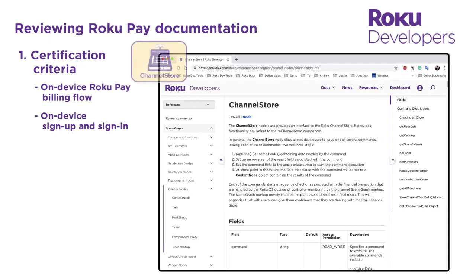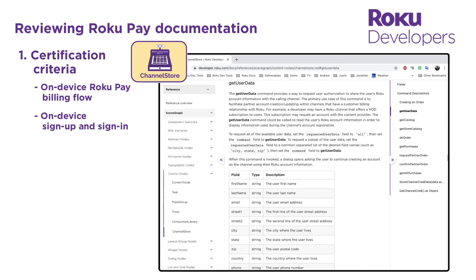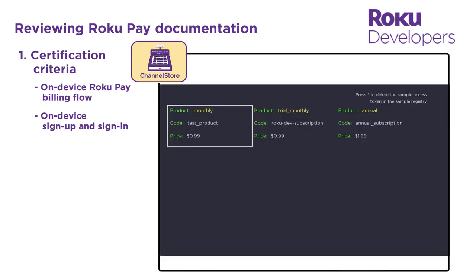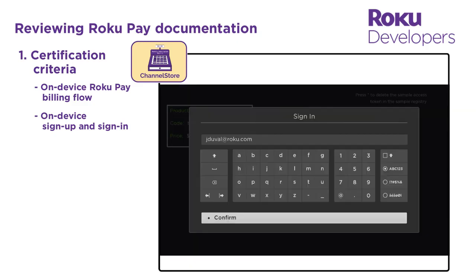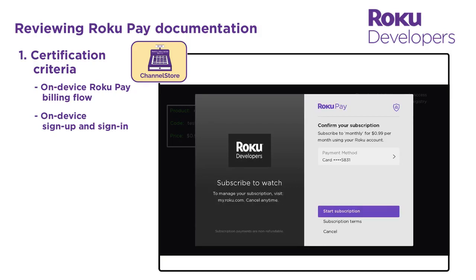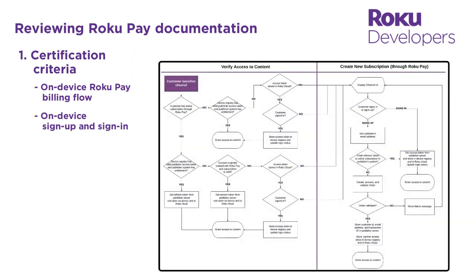The channel store component includes APIs for getting the customer's existing purchases and getting their email address and other Roku account information, which minimizes or completely eliminates the need for customers to enter any information when subscribing or launching channels. This helps ensure customers complete their purchases on your channel and get to content faster. We'll review the Roku Pay workflow in the next section.